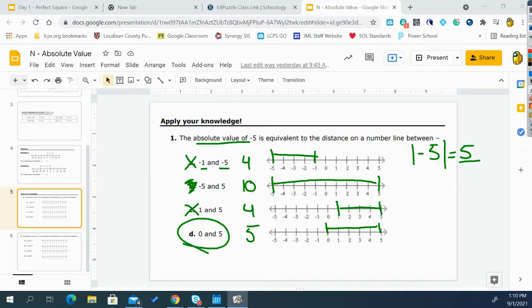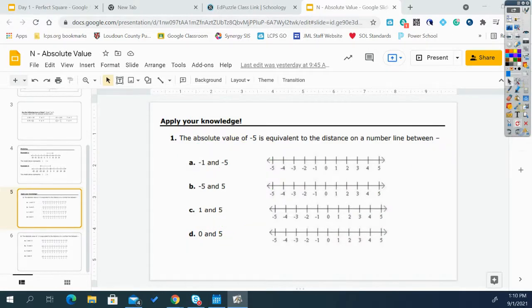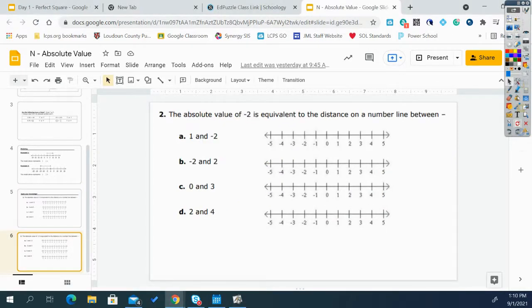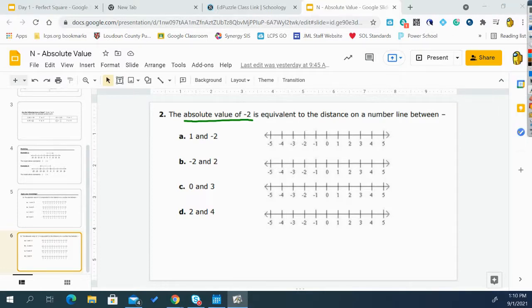This next one is just like the one we just did, but I'm going to ask you to do it on your own. So let's talk about it first, and then I'm going to ask you to solve it on your own. It says, what is the absolute value of negative 2? And it is equivalent to the distance on the number line between which ones? So same thing, we have the absolute value of negative 2. We should all know that that absolute value is 2. So what you want to do is look at all these options and see which of them have the 2 numbers only 2 spots away from each other. I'm going to do A, but I want you to do B, C, and D on your own.